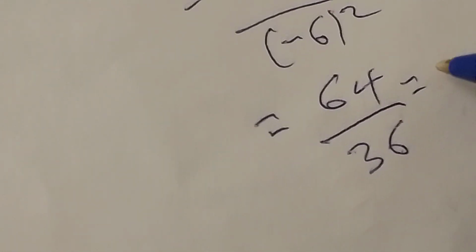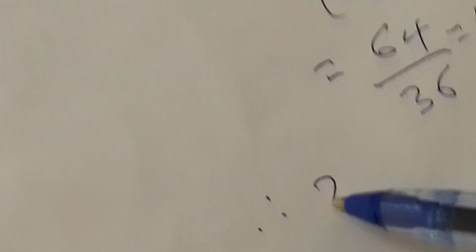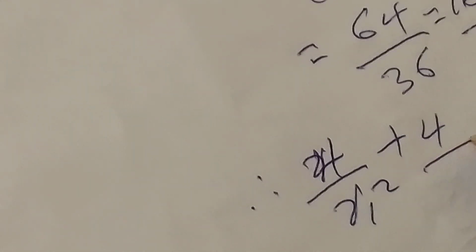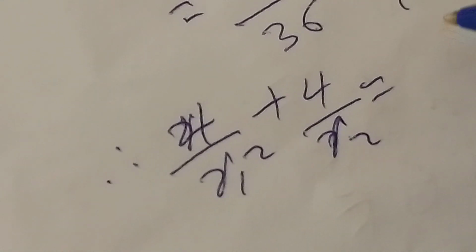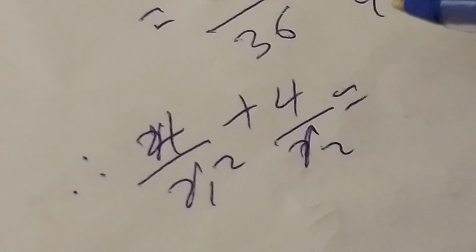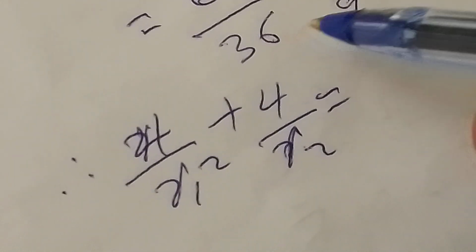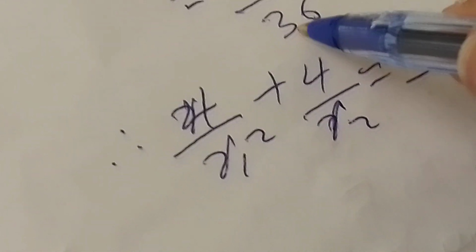Dividing by 4, 16 over 9. Therefore 4 over r1 square plus 4 over r2 square is 64 over 36, or 16 over 9. The answer is this.